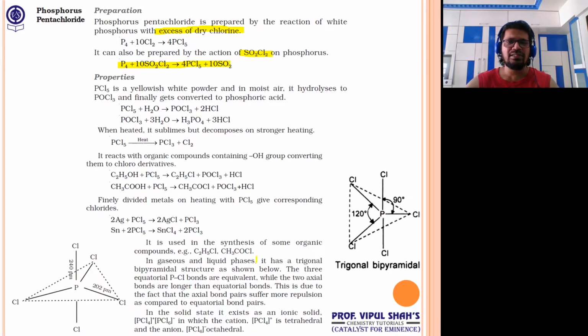Now it sublimes, meaning when you just heat it, it will break down to give PCl3 plus chlorine. Alright, it's sublimation. Again, like what we said in organic, the same reaction we had for PCl3, similarly we have for PCl5. With acids, PCl5 will give alkanoyl chloride, and alcohols will give chloroalkane.